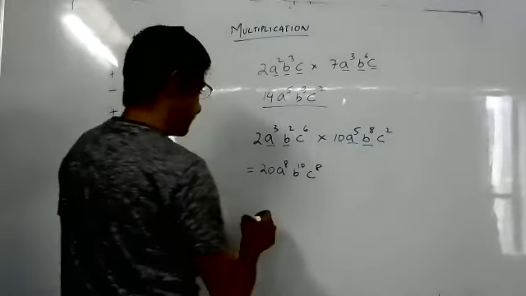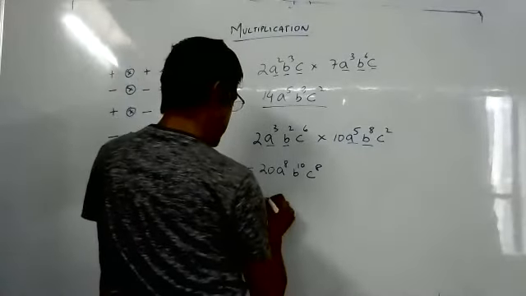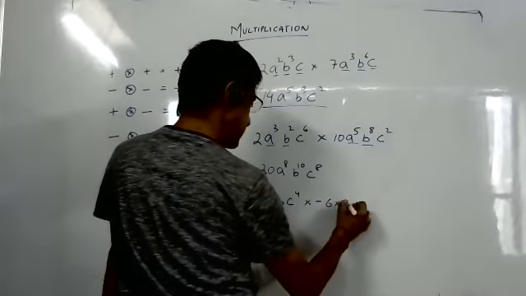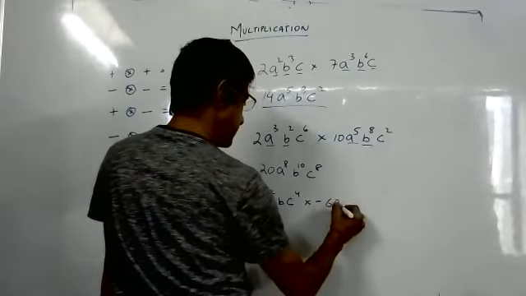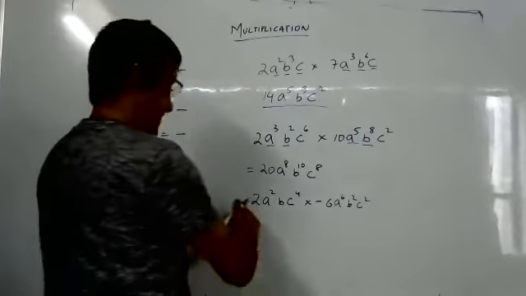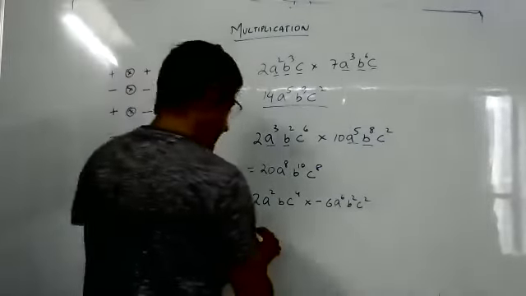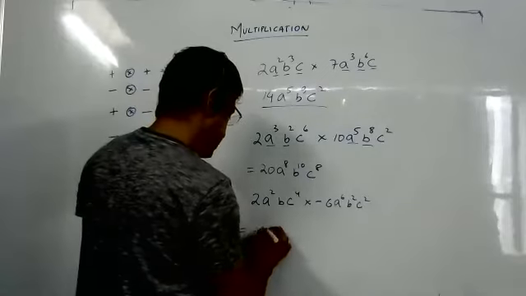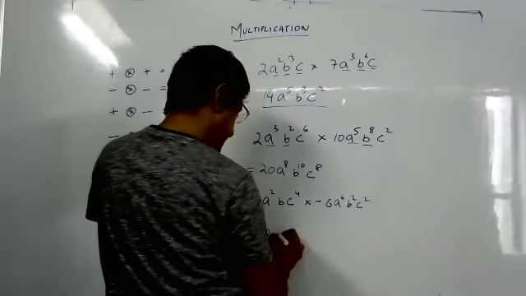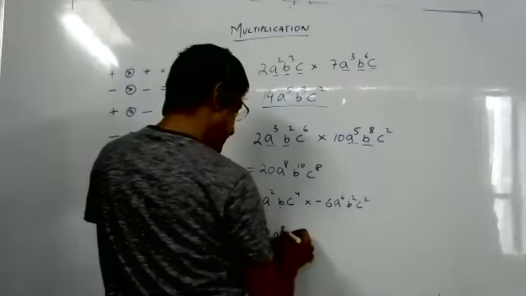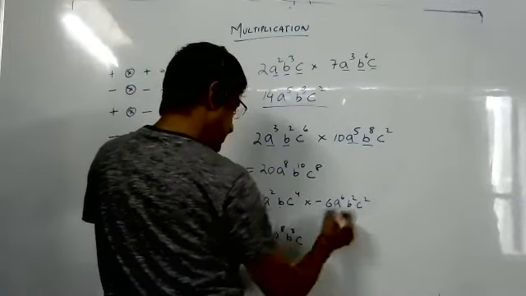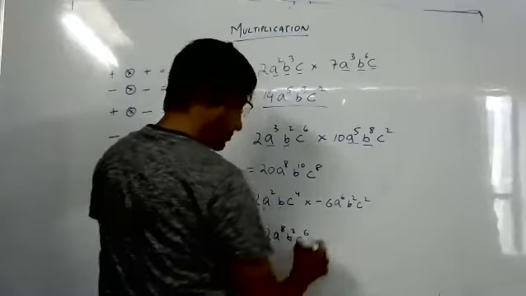Next question. 2a square b c4. Tell me. Minus 12. a to the power 2 into a to the power 6, a to the power 8. b into b square, b to the power 3. c4, c2, c to the power 6. Very good.